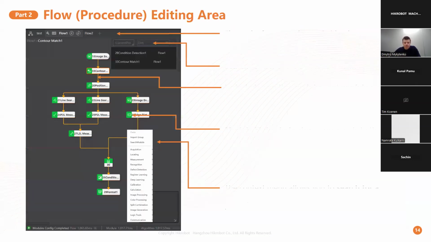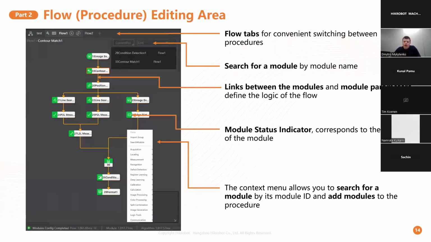So what about the flow editing area? It is where the procedure logic is built. Each module is represented as a block connected by arrows that define data flow and execution order, as I already said. The interface supports quick navigation between modules and shows their last execution status through color indicators, either green, or red in case of failure, and if the module is disabled, it will be grayed out. It makes it easier to debug and maintain procedures.